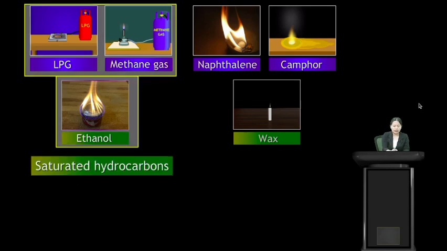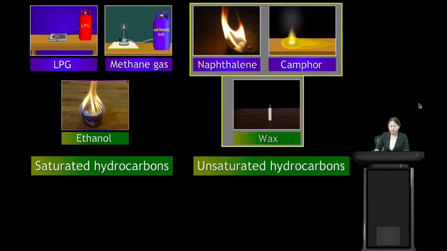It is because LPG, methane gas, and ethanol are saturated hydrocarbons. Saturated hydrocarbons undergo complete combustion, so they produce only a clean flame. On the other hand, naphthalene, camphor, and wax are unsaturated hydrocarbons. Unsaturated hydrocarbons undergo incomplete combustion, so they produce a sooty flame, or a flame with soot and residue.